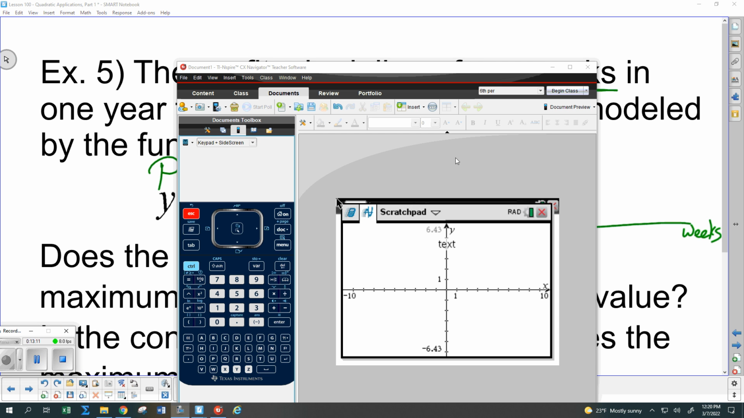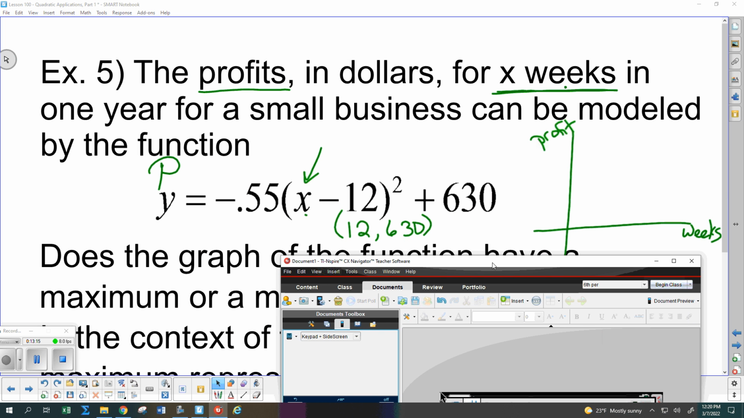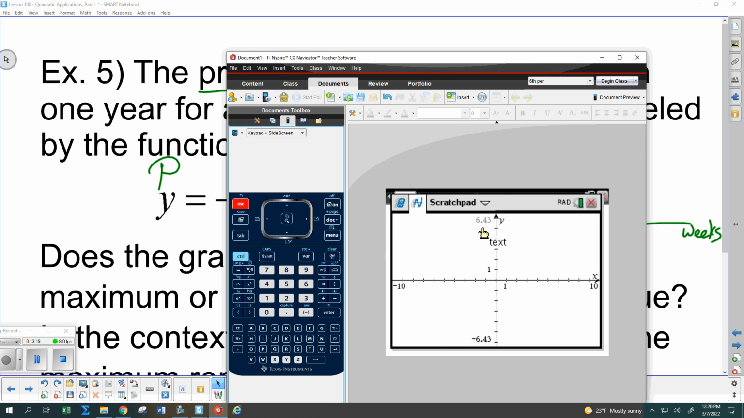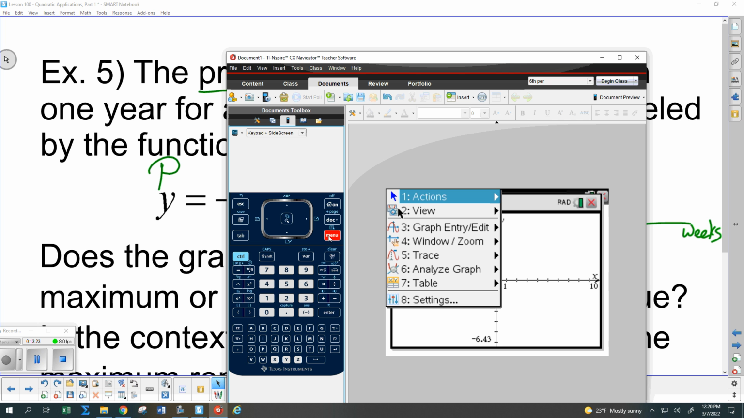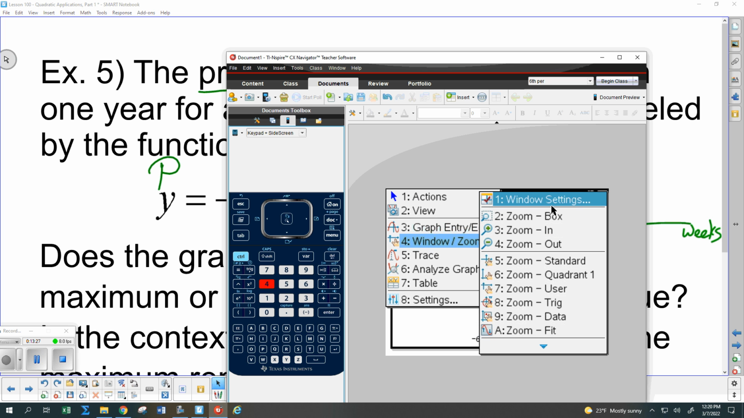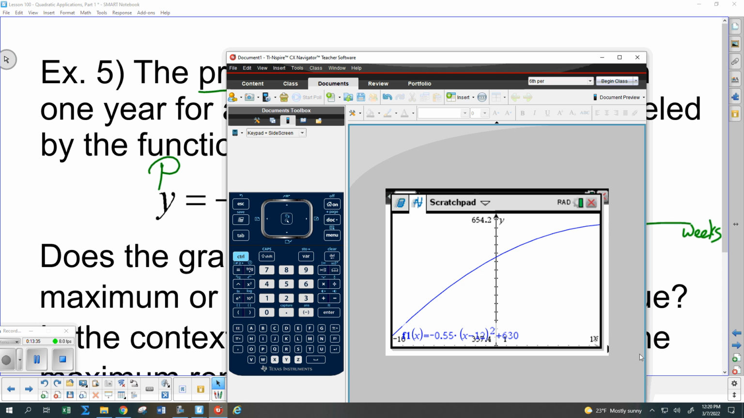So I got this blank screen, and yet I know that my vertex needs to be at 12,630. So I need that window to go a lot higher than 6.43. I can do menu and then 4 for the window zoom. I could do 1 and enter by hand what I want to guess for the dimensions. I like to try choice A, zoom fit, and see if that helps me.